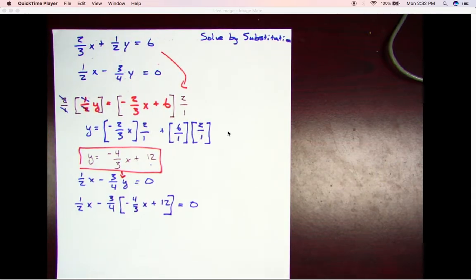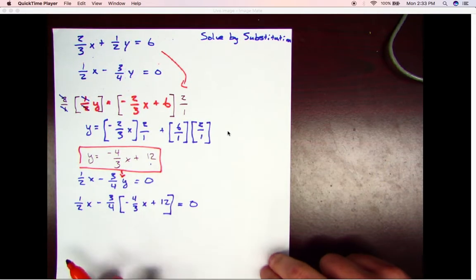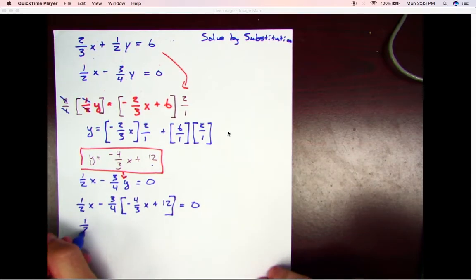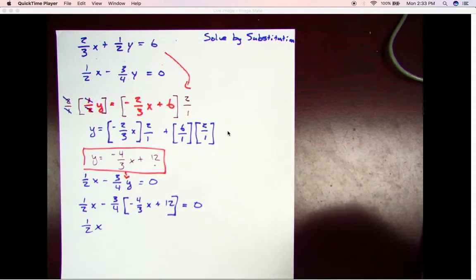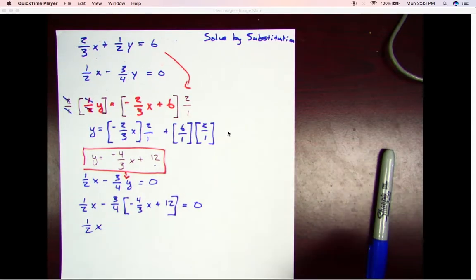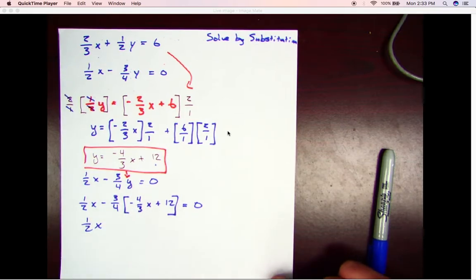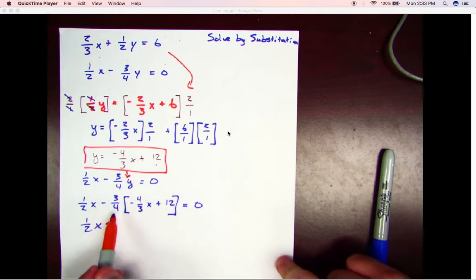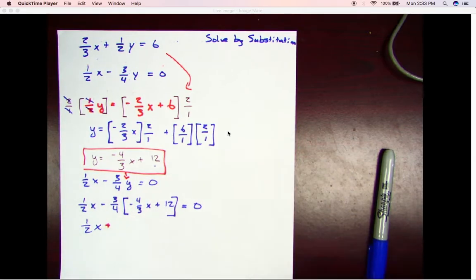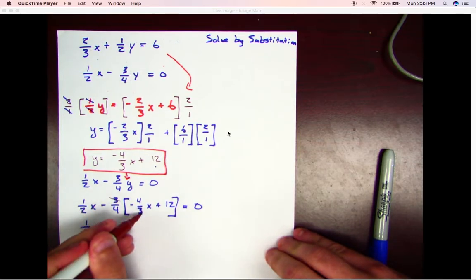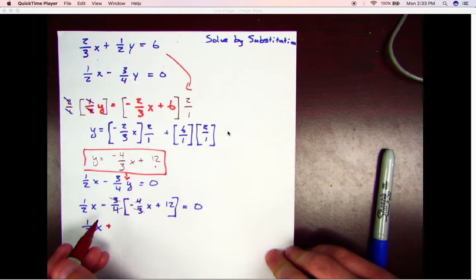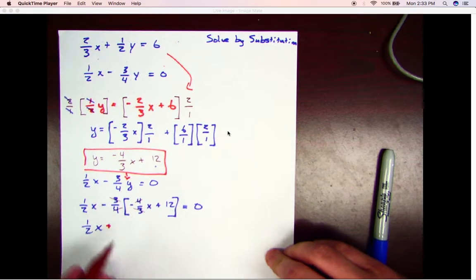So now to see what happens, let me get my correct marker. 1/2 x. Now we have a negative times a negative, which would mean a positive. Now 3/4 times 4/3, well, look here real quick. This 3 can cancel out with this 3 down here. They divide out. And this 4 cancels out with this 4 down here. They divide out. So all we have left is now just a positive 1x.